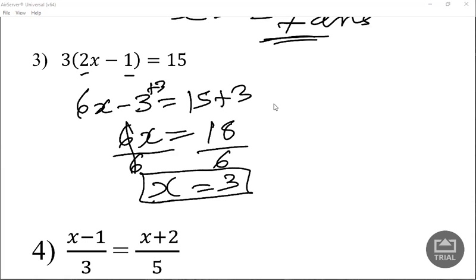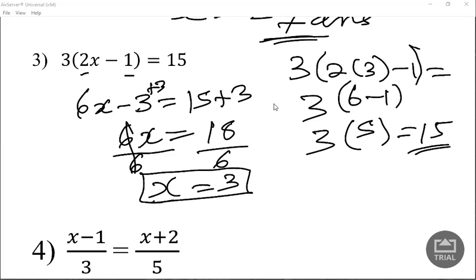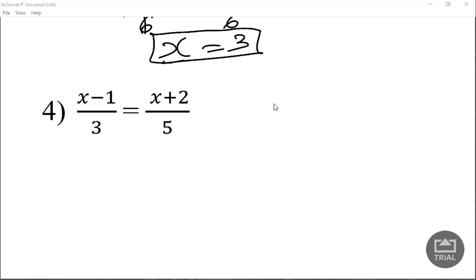Let us check. If we have 3 inside the bracket, let's see if this works out to 15. 2 times 3 is 6 minus 1. 6 minus 1 is 5. And we multiply 3 times 5, which works out to 15. So that's how you check. No one should be getting the equation wrong when you can plug in the answer and see if you get the correct answer. All right, this one is a bit tricky.